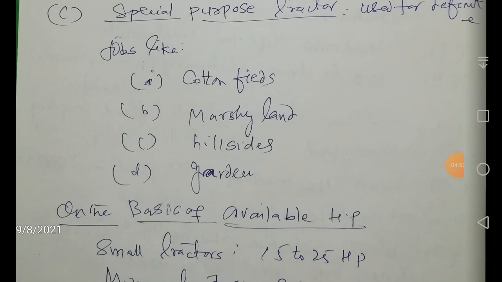One is the basic classification based on the type of wheels, etc. We have seen wheel tractor, crawler tractor, walking tractor, etc., and also the purpose for which they are used. Based on that, it is classified as general purpose tractor, row crop tractor, and also special purpose tractor. We have discussed that the special purpose tractor is used for cotton fields, marshy land, hillsides and gardens.